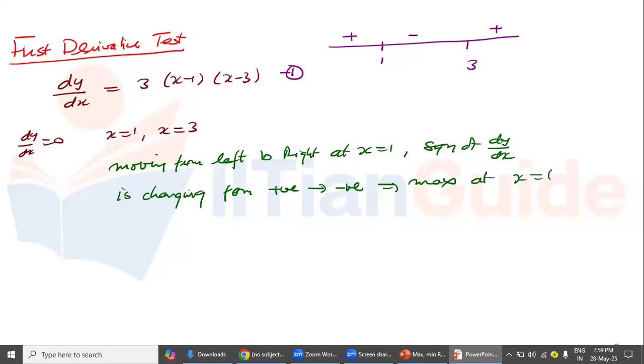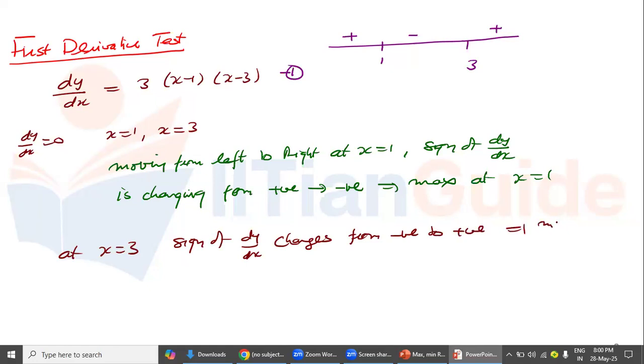Okay. Similarly, at the point x is equal to 3, I'm writing in short, the sign of dy by dx changes from negative to positive. That means minimum at the point x is equal to 3.